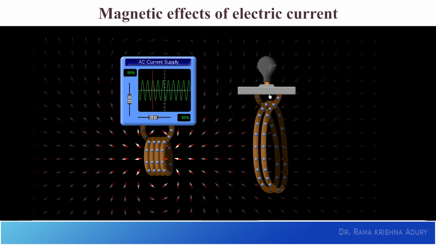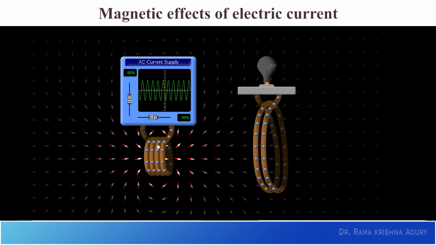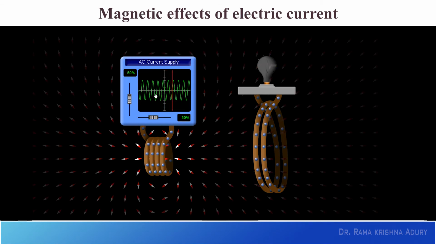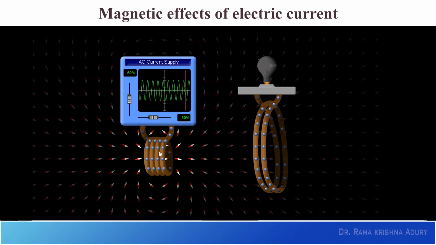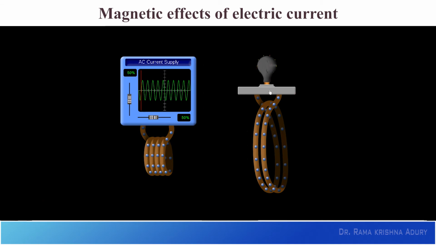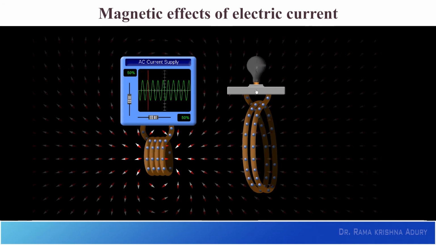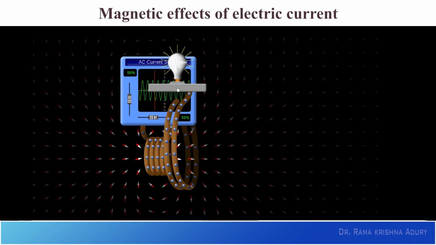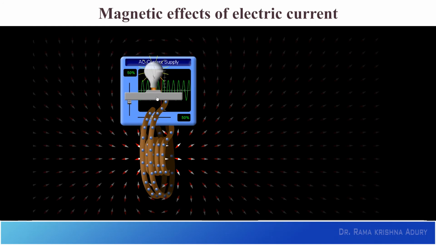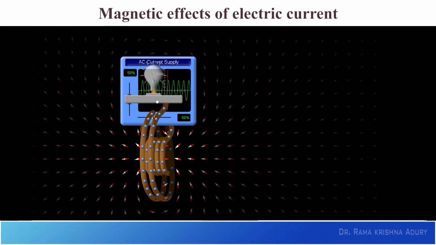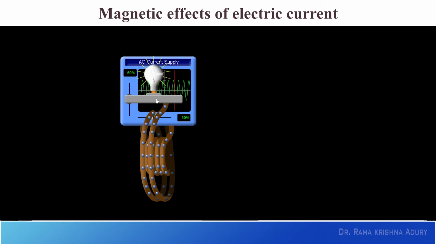And how do we explain this actually? There is no source in the secondary circuit, only in the primary circuit. You have an AC source in the primary circuit, and you have a changing magnetic field, but current is induced in the secondary circuit. I can show you more clearly. Now you can see it is better. You can see the bulb glowing because current is induced in it.